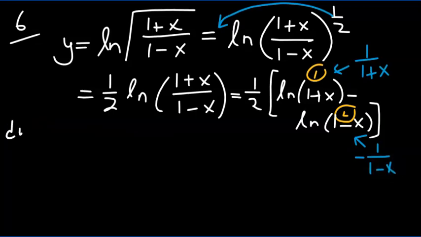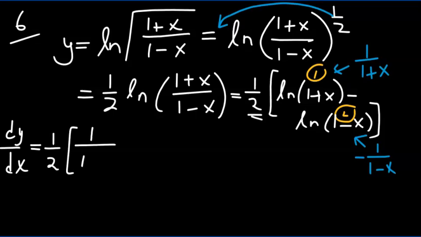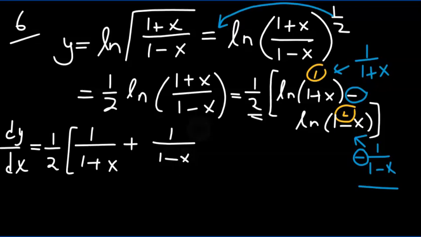So that means combining both the terms, don't forget the factor half in front, so half, bracket. The result of the first differentiation is 1 over 1 plus x. The result of the second differentiation is minus 1 over 1 minus x. But note there is a minus there. So this minus and that minus will give you a plus 1 over 1 minus x.